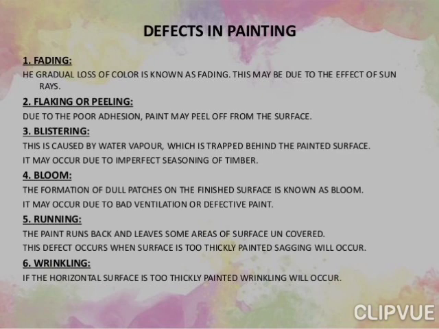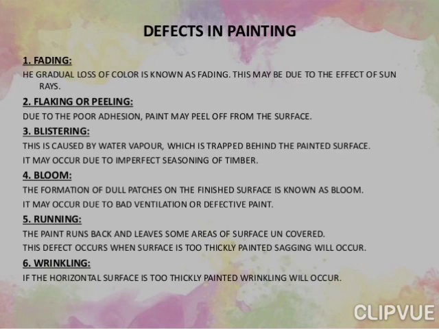Defects in painting. Fading. The gradual loss of color is known as fading. This may be due to the effect of sun rays. Flaking or peeling. This is due to poor adhesion. Paint may peel off from the surface. Blistering. This is caused by water vapor which is trapped behind the painted surface. It may occur due to imperfect seasoning of timber.